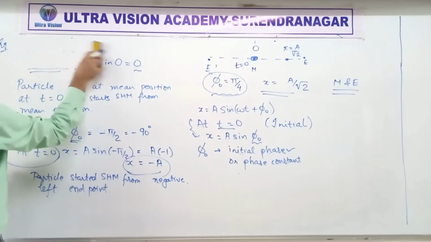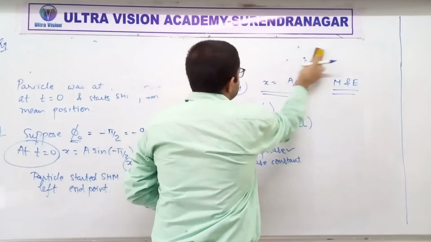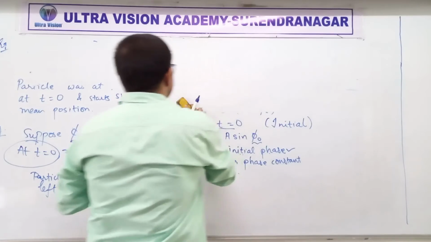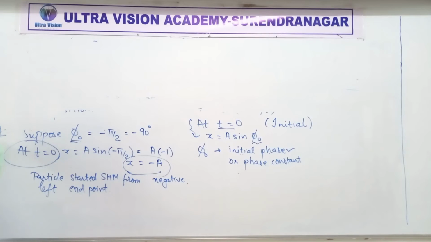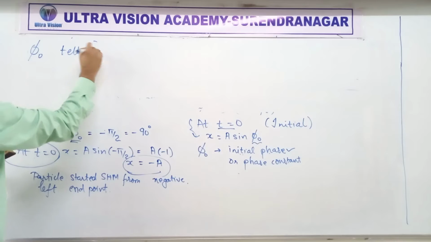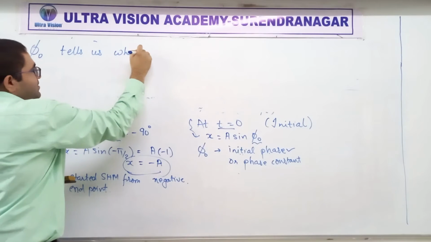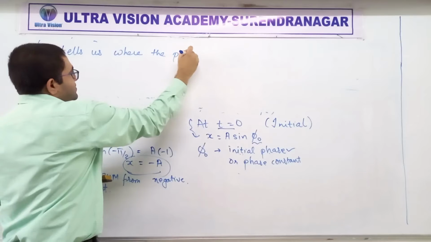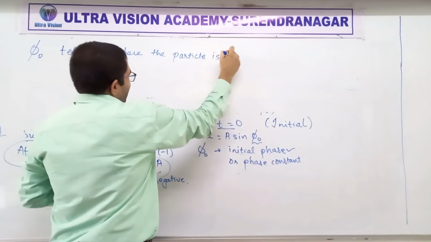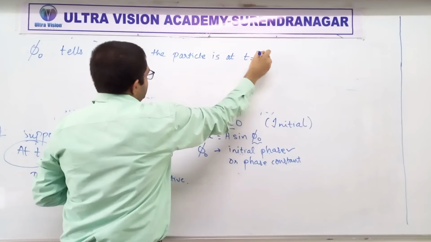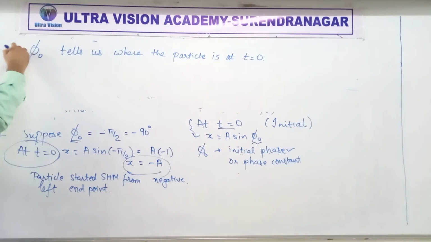So in short, if I just want to say what the role of phi 0 is, I can say phi 0 tells us where the particle is at t equal to 0. Do you agree with this sentence? It decides the initial position of the particle, right? It decides the initial position of the particle.